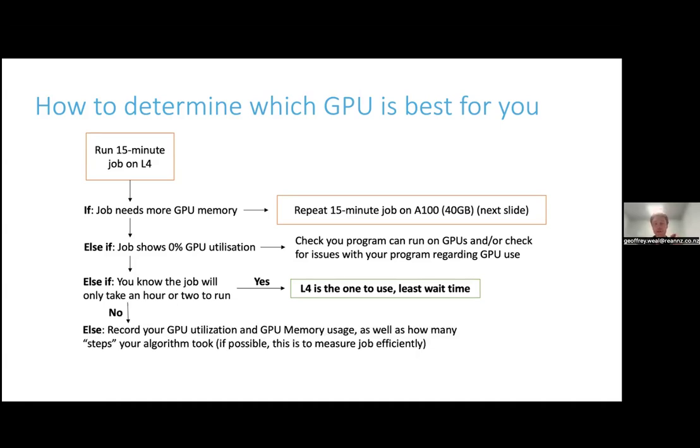Otherwise, if you get to that point and you pass all of those, and you want to continue doing testing, what you want to do is record the GPU utilization and memory that you used, as well as the number of steps that your algorithm took. And this is a little bit based on what your work is. Steps might mean how far in the machine learning process you got to, or for example, if you're looking at physical simulations, it might be how many steps or iterations your job ran for, up to those 15 minutes.